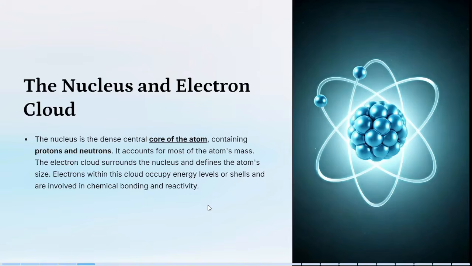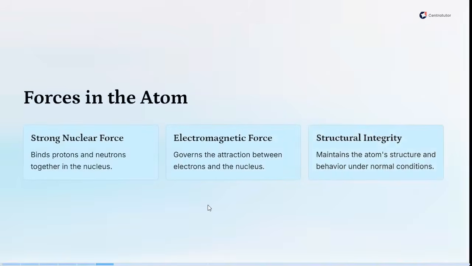So electrons are said to move around a cloud-like region about the nucleus. Electrons within this cloud occupy energy levels and shells, and they are involved with chemical bonding and also reactivity. So let's see some of the forces in an atom.